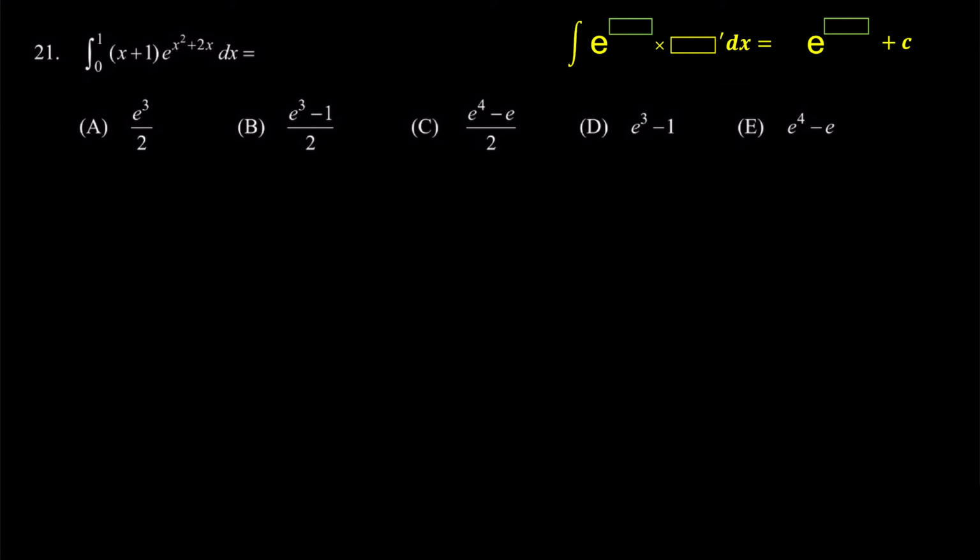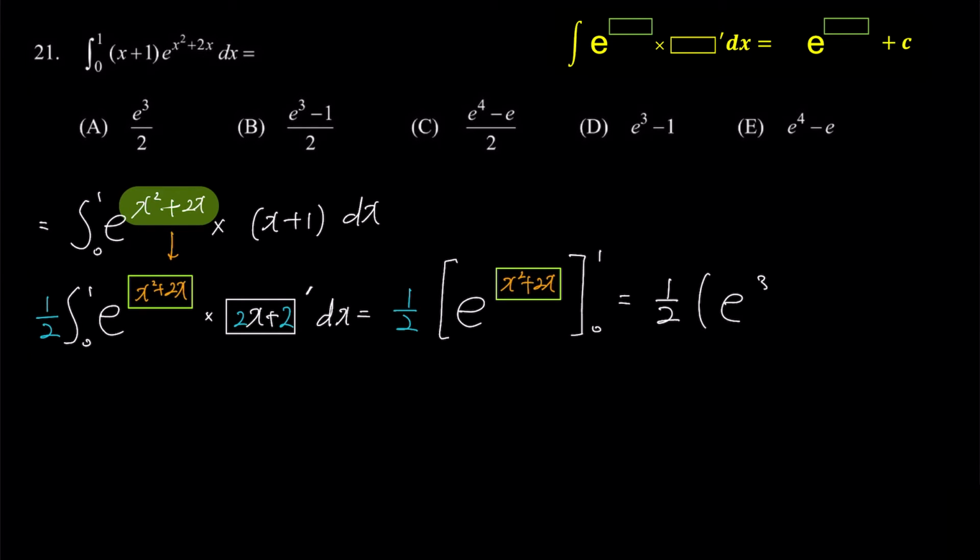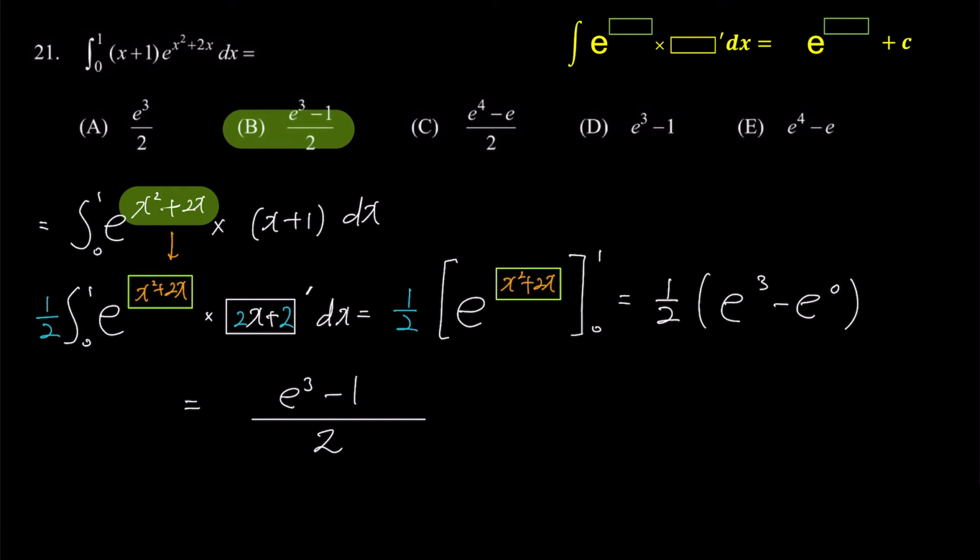In this problem, let's apply the box rule for exponential functions by rearranging the order of terms. The green box should contain x squared plus 2x, and the box prime should contain 2x plus 2. As you can see, the original expression has doubled. All we need to do is divide the expression by 2. We divided the right side expression by 2 as well. Fill the green box with x squared plus 2x and calculate the definite integral. Simplifying, the answer is e to the power of 3 minus 1 over 2, so the answer is B.